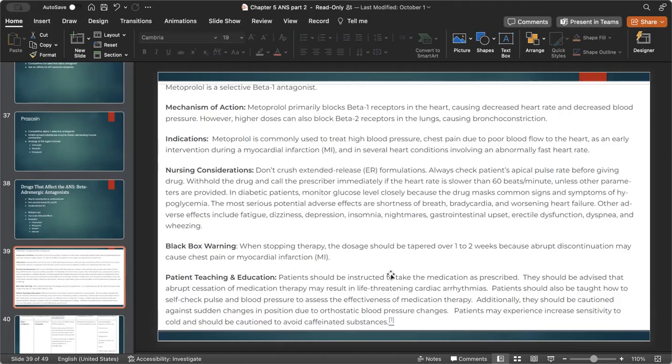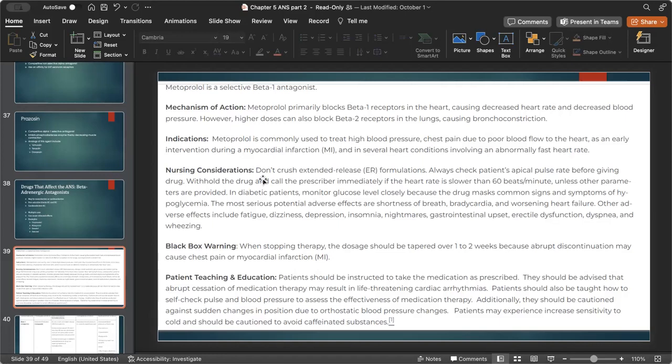Nursing considerations, this is really important. This is the stuff they're going to ask you with all of these beta blockers that end in -olol. You must always check the radial pulse before you administer. It must be in its normal 60 to 100 range. If not, we're going to hold the medication. We want to make sure, because if not, they're going to have a risk for bradycardia. Why? Because all of these drugs cause decreased heart rate, decreased blood pressure. So we don't want to give it to them if it's going to make it even worse.